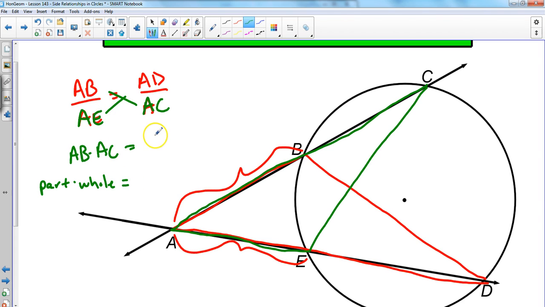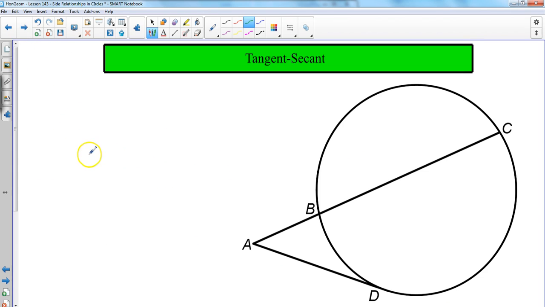And then the other one is AE is the part, AD is the whole, so it's equal to part times whole. So we'll show you a quick application of this. Here's the problem.